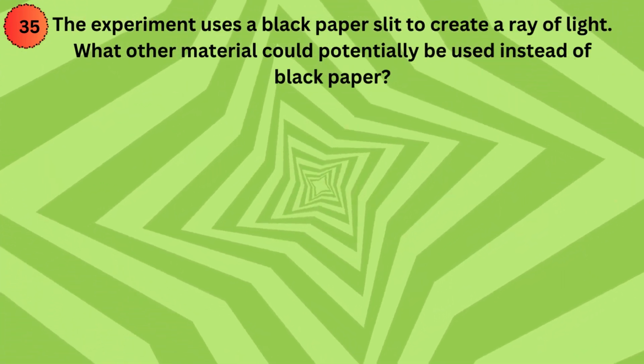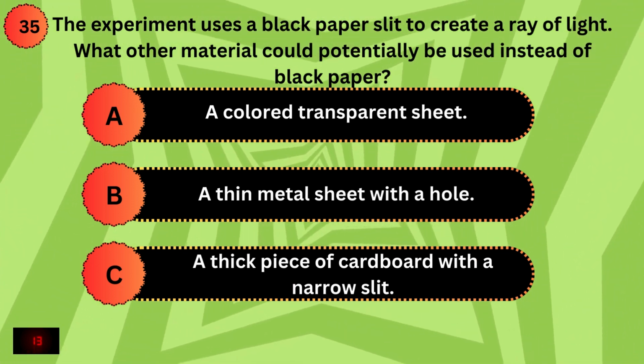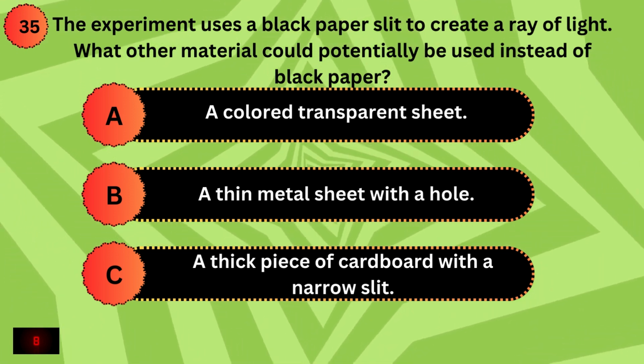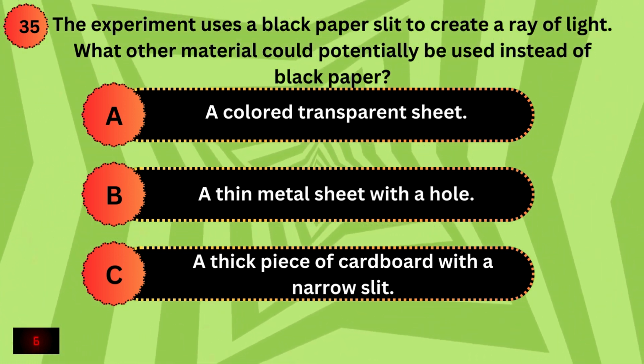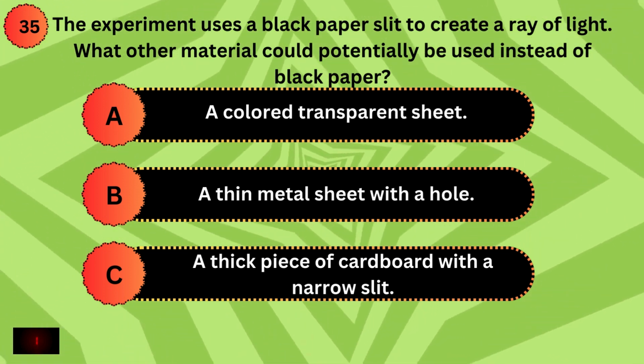The experiment uses a black paper slit to create a ray of light. What other material could potentially be used instead of black paper? A. A colored transparent sheet. B. A thin metal sheet with a hole. C. A thick piece of cardboard with a narrow slit.